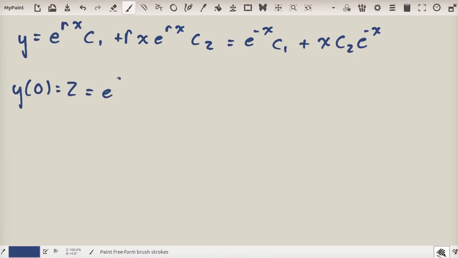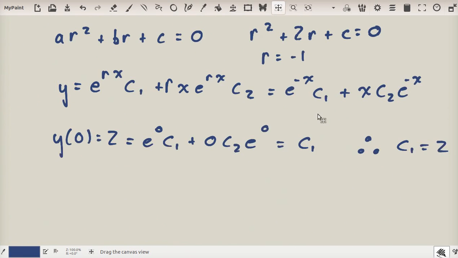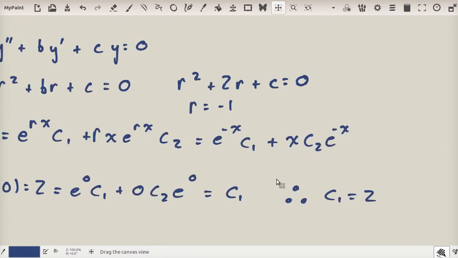So y of 0 is equal to 2, which is equal to e to the 0 c1 plus 0 c2 e to the 0, which is equal to just c1. So therefore, c1 is equal to 2.